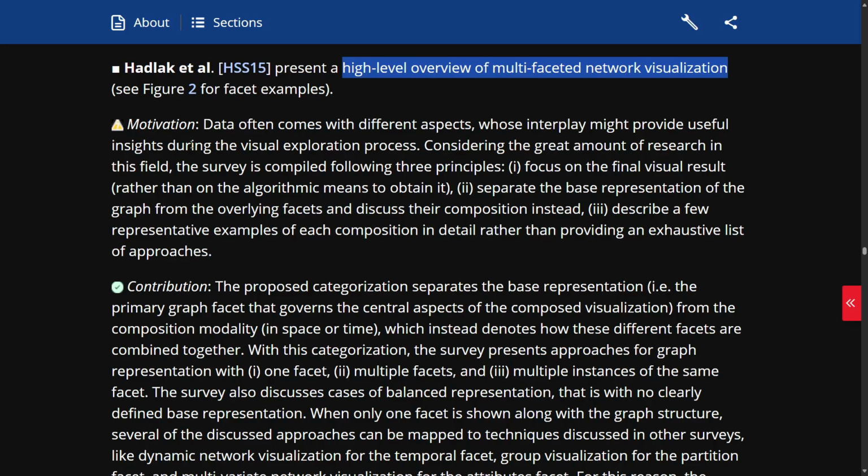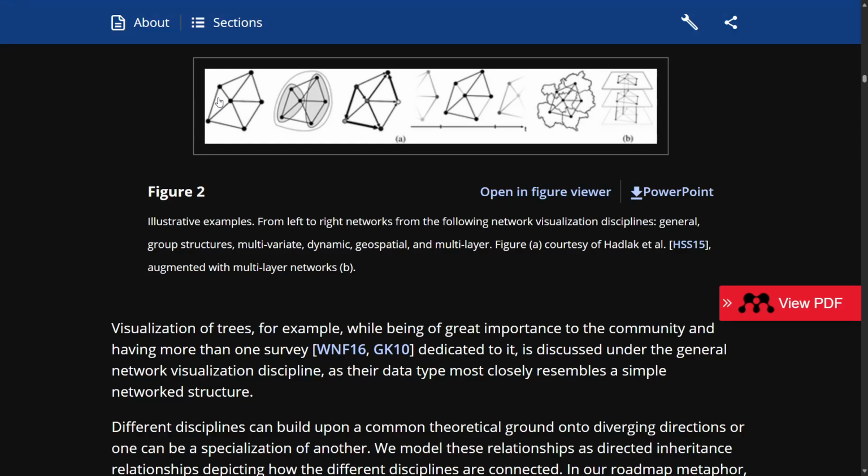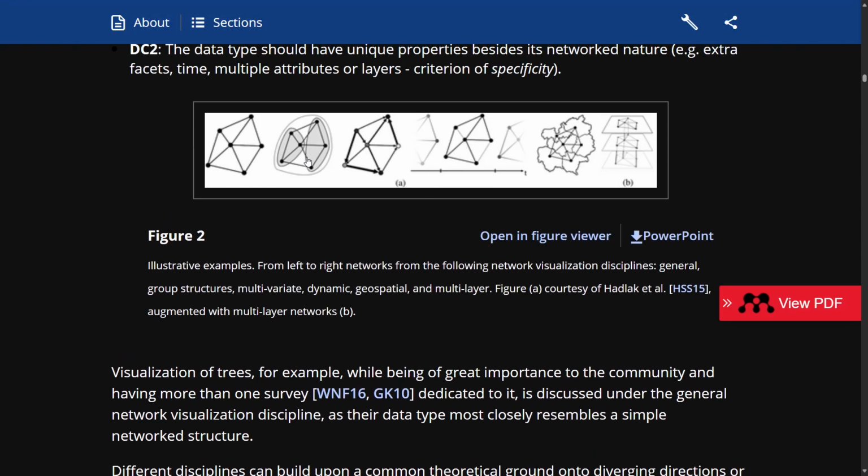Motivation. Data often comes with different aspects, whose interplay might provide useful insights during the visual exploration process. Considering the great amount of research in this field, the survey is compiled following 3 principles. 1. Focus on the final visual result, rather than on the algorithmic means to obtain it. 2. Separate the base representation of the graph from the overlying facets and discuss their composition instead. 3. Describe a few representative examples of each composition in detail rather than providing an exhaustive list of approaches.